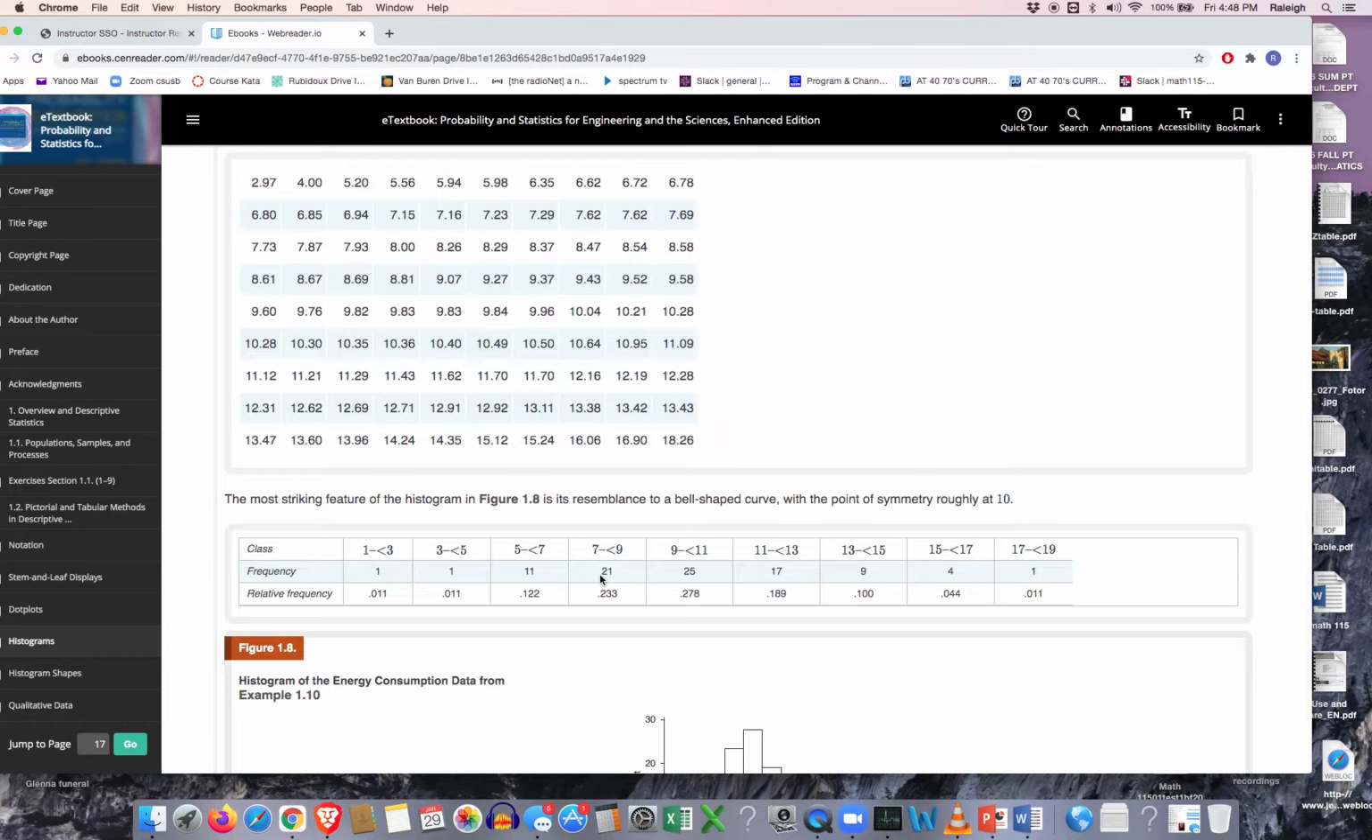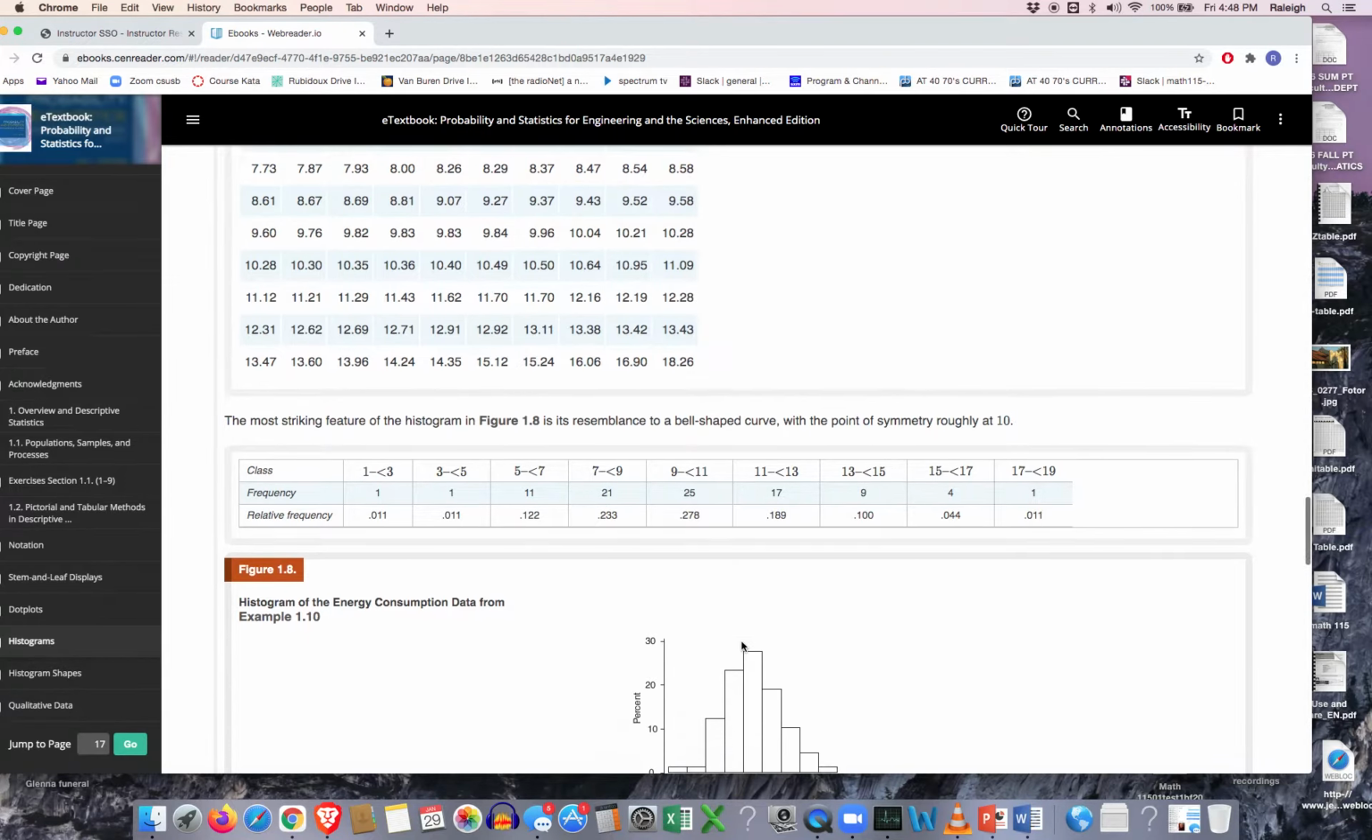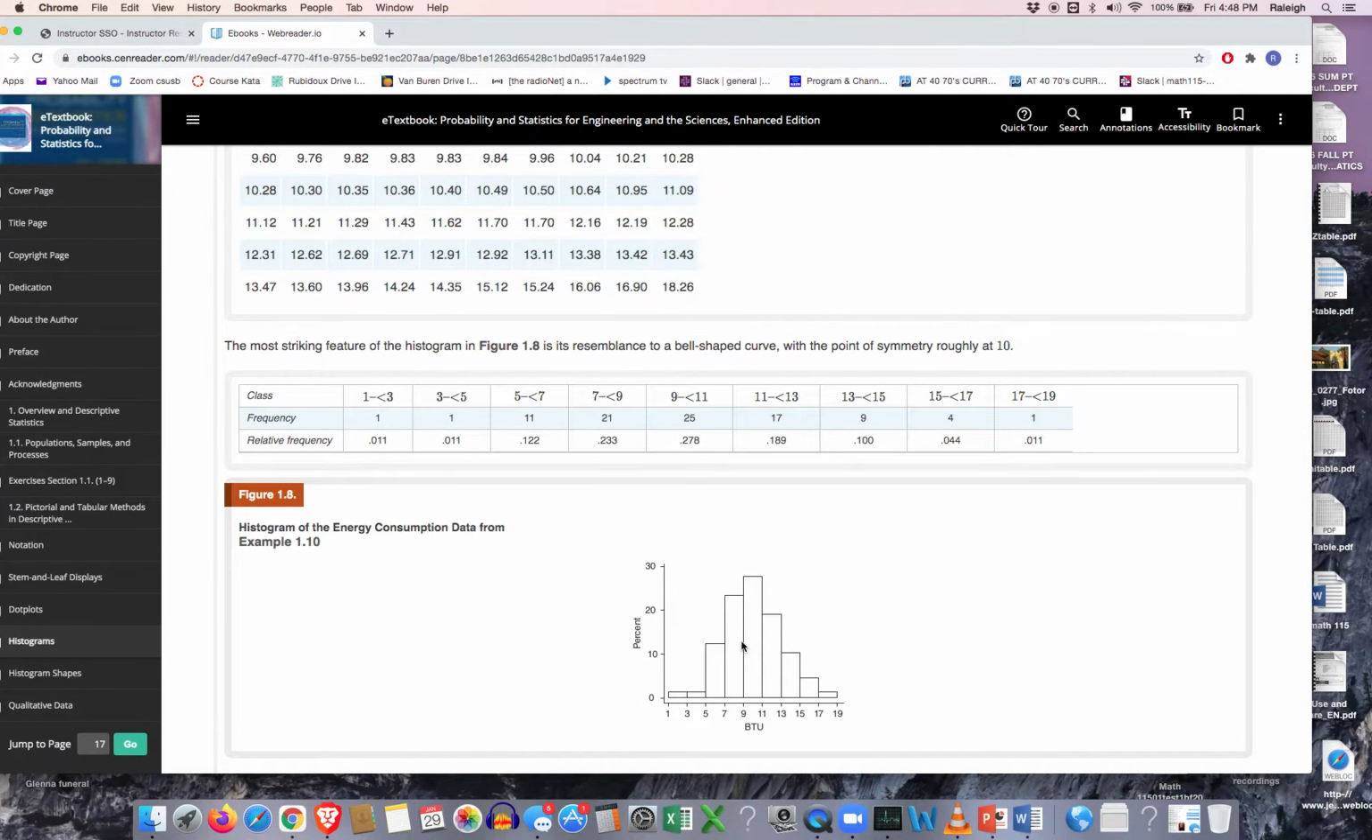Now, we have to admit that it is somewhat arbitrary as to how the classes would be given, and nearly always they are the same width, although this book does actually talk about what happens when you have varying widths for your intervals. Each of these have an interval length of 2. 3 minus 1 is 2. 11 minus 9 is 2. So all these have widths of 2.